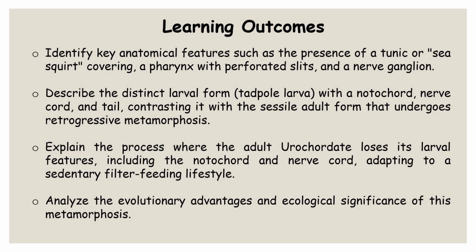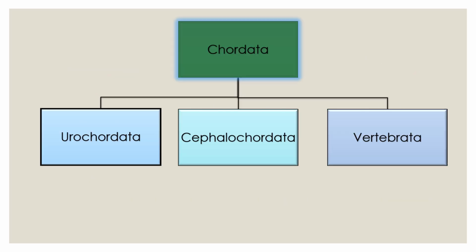You will be able to explain the process where the adult urochordate loses its larval features, including the notochord and nerve cord, adapting to a sedentary lifestyle. You can analyze the evolutionary advantages and ecological significance of this metamorphosis.